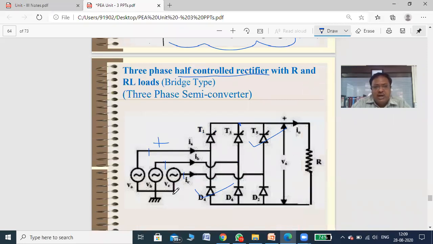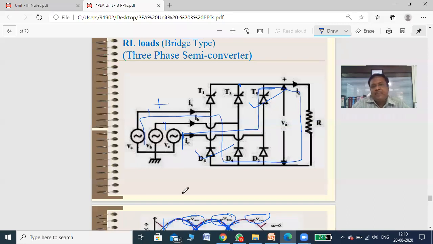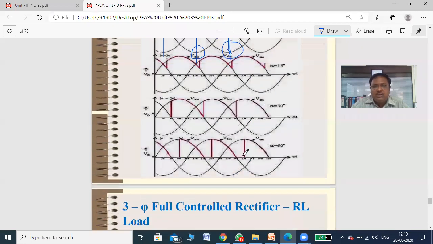Okay. So current starts to flow from phase C, then thyristor T5. Thyristor T5 will conduct when you apply the triggering pulse. Otherwise, it just stays in forward bias condition, but it will not conduct. Okay. So keep this in mind. So T5 is in forward bias condition. If you apply the triggering pulse, it will start to conduct. So current flows from VC, then T5, then R, then D4, and then back to phase A. Okay. So at that time you will get the third pulse.